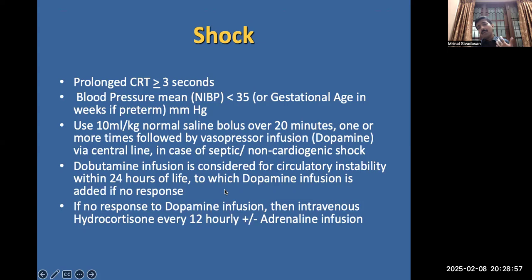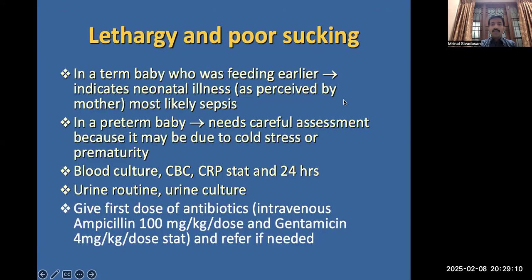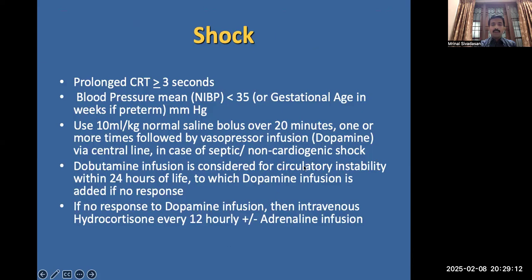Now, if the baby with non-cardiogenic shock is not responding to bolus and dopamine infusion, then you may have to give hydrocortisone, plus or minus adrenaline infusion. And in case of vasopressor treatment, you will have to use a central line. So it is better to refer the baby as soon as you give the normal saline bolus if you are not in a NICU.